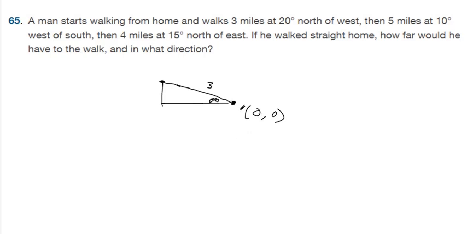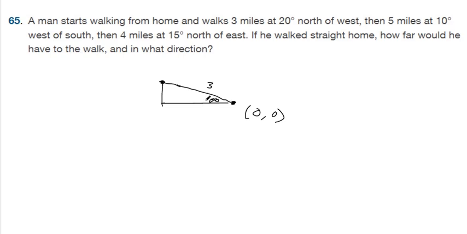So we started at 0, 0. We made a 20 degree north of west change and went 3 miles. We want to know this new coordinate with respect to 0, 0 as our home coordinate. So that's right angle trig. We want to know the x and the y here.